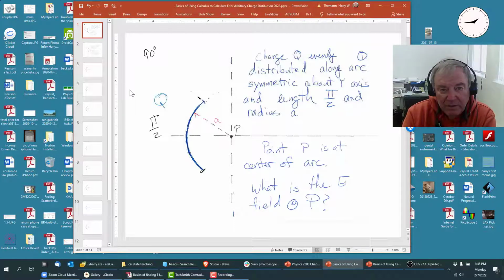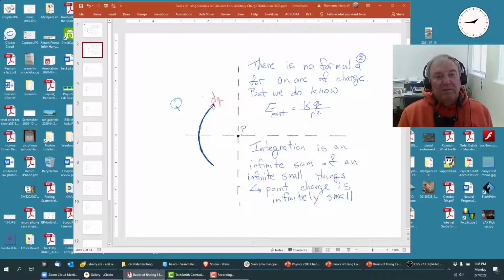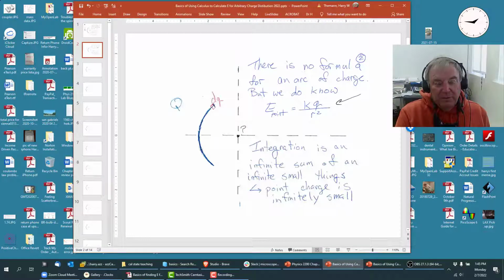And we want to know, what is the electric field at point P? So that's our point of interest. So, we can't just look up a formula for that. There is no formula for that. But we do know a very simple formula for the field of a point charge.